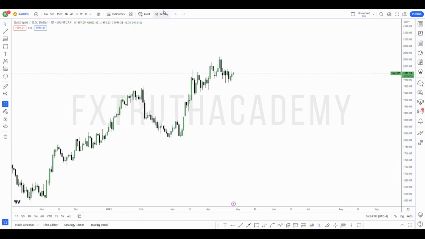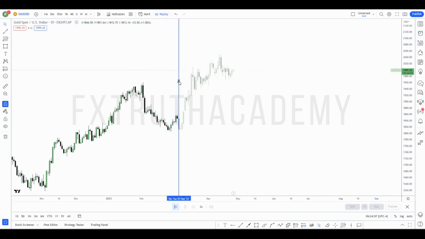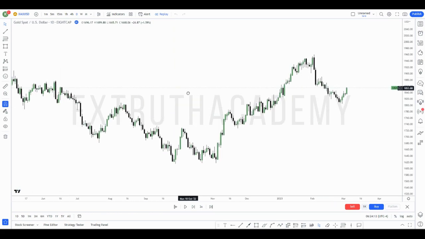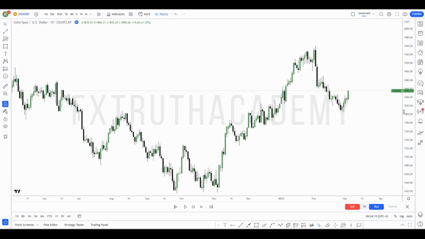So I'm going to use the benefit of the replay tool on the TradingView platform, and I'm going to cut out to this particular zone right here. So looking at the price action from now, the first thing I want to do is to understand whether we're in a trending market condition. And as I've said earlier, I want to identify trending market condition in terms of market structure. Am I having higher highs and higher lows, or am I having lower lows and lower highs?